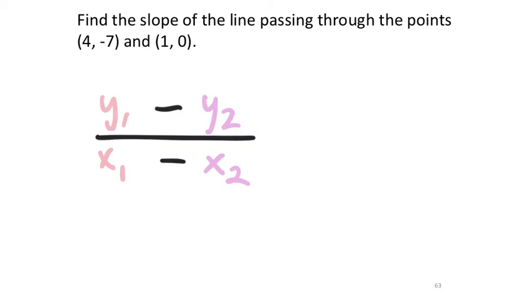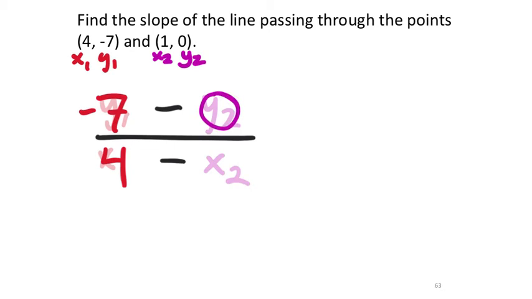I'm going to call my first point x1, y1. So I can see the y value is -7, and then I can see the x value is 4. I just plug that in. Next, I see this ordered pair, which I'm going to say is x2, y2. I can see the y value is 0, so I replace the y2 with 0, and the x value is 1. I replace that. This will give me the slope. Just got to put it in the calculator.